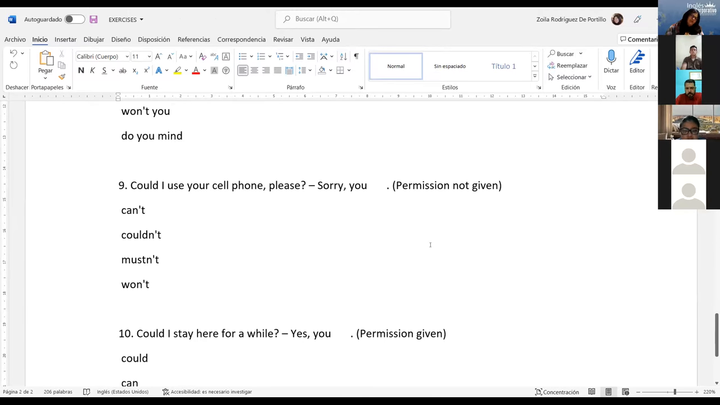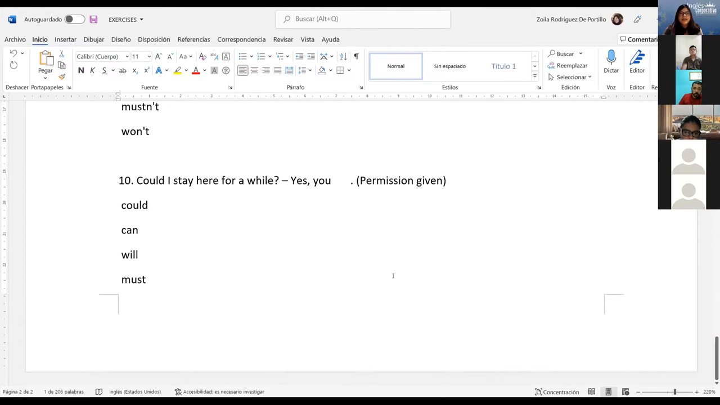Which is the modal that you use for permission? And it's informal. Permission? You can. Sorry, you can't. Remember that you use "may" for asking for permission. When the permission is denied, we use "can't." No permission. And the last one, could I stay here for a while?